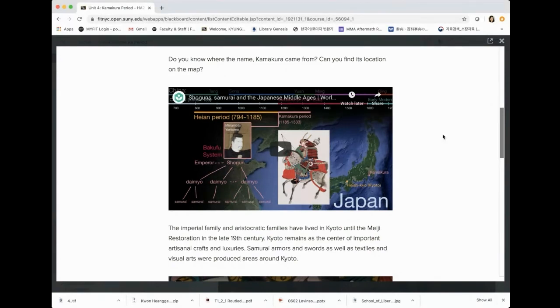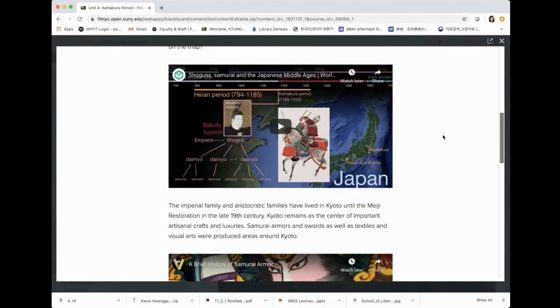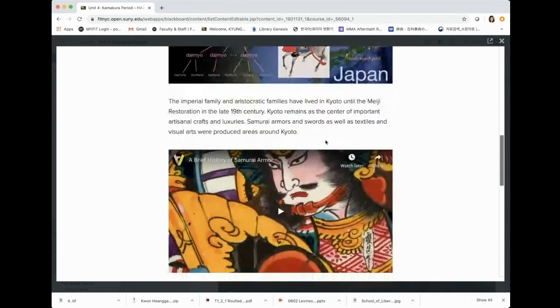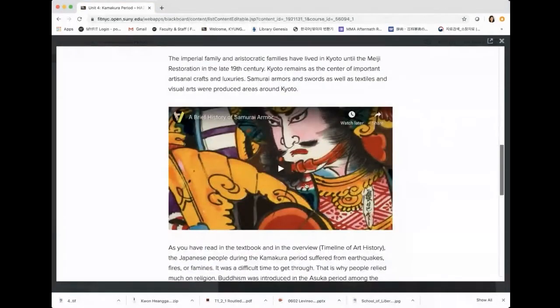So in a way, it's in the middle of nowhere, because Kamakura warriors didn't want to have a large influence by the imperial family or these long-standing aristocratic families. They wanted to start new. So anyhow, you can read a little bit more.